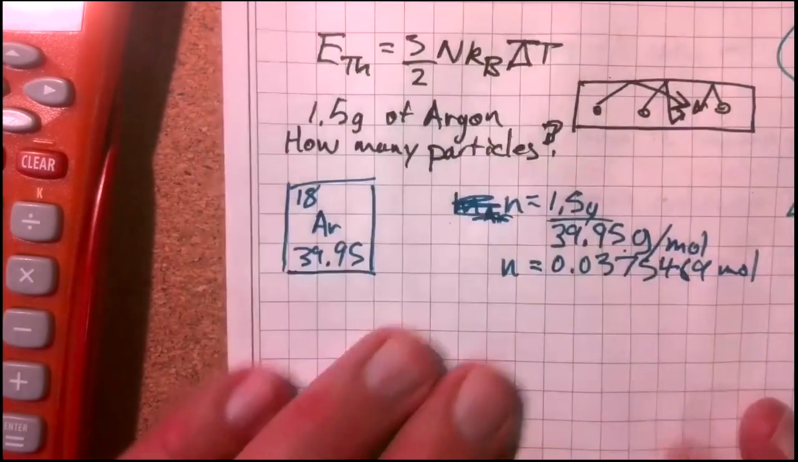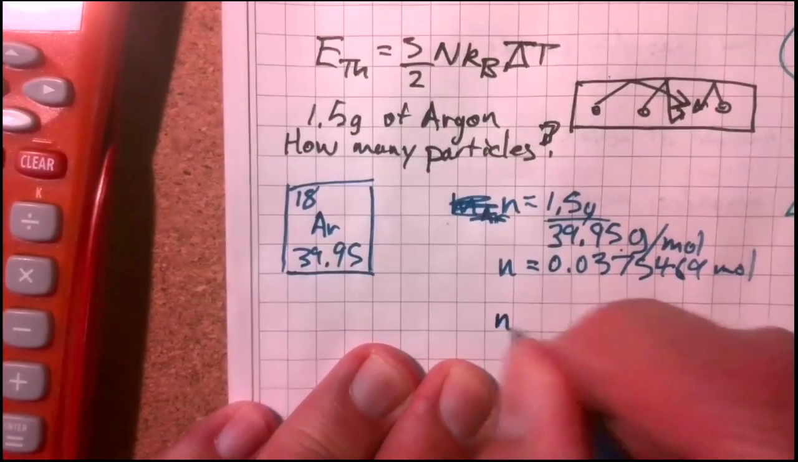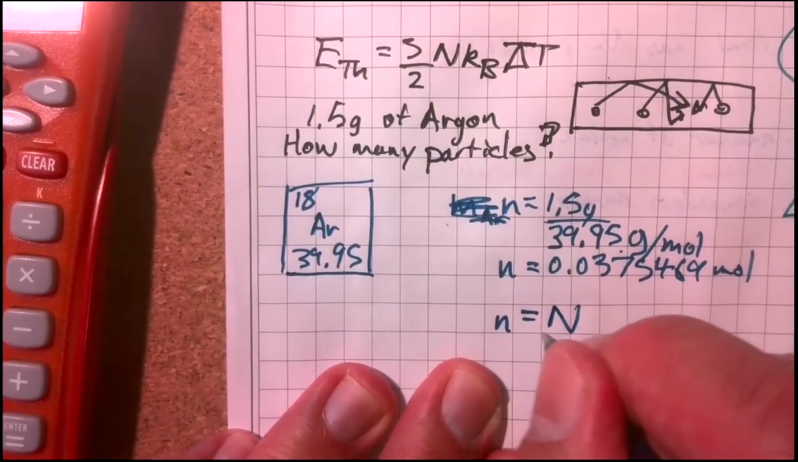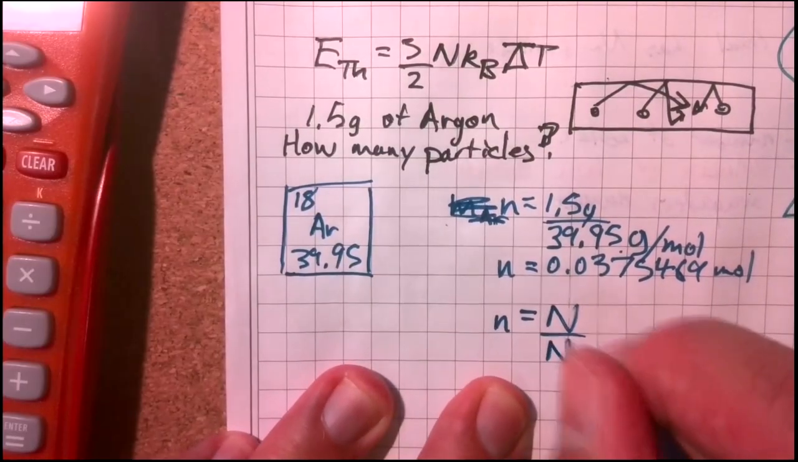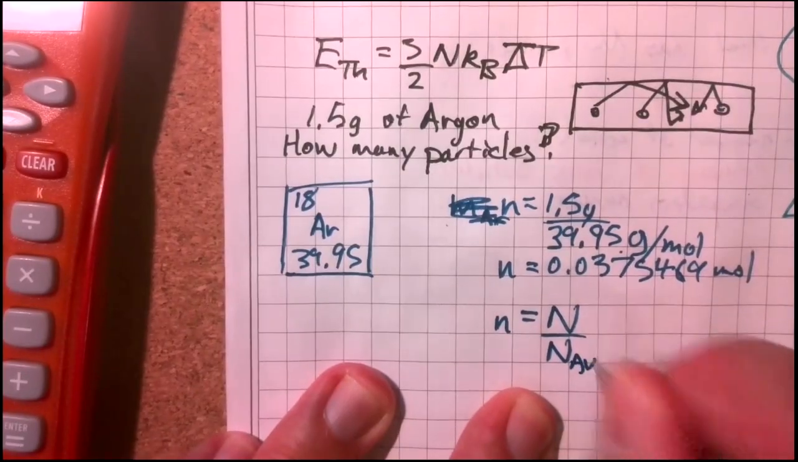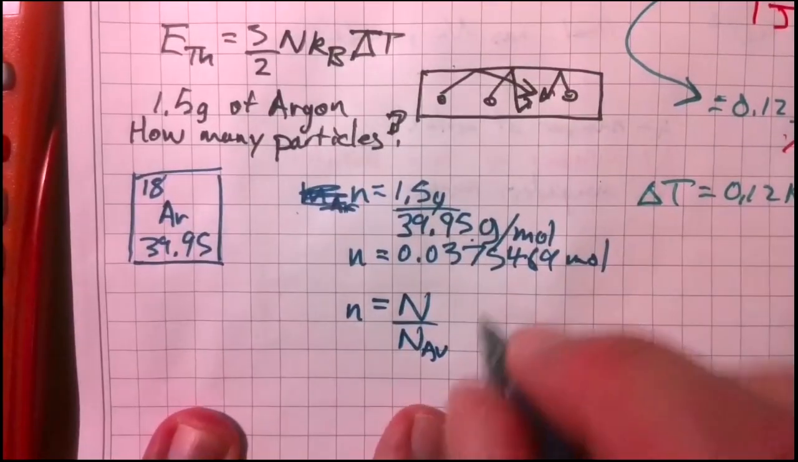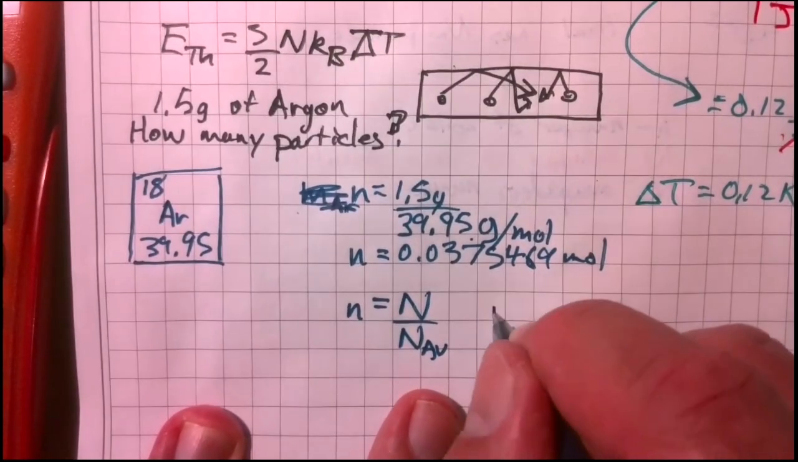Okay, so I'm gonna give it to you now. n, the number of moles, equals N, the number of particles, divided by Avogadro's number. Okay, so here we go. Write this down. This is muy importante.